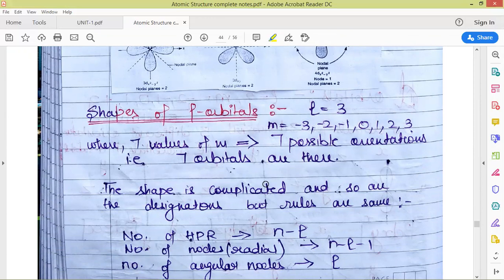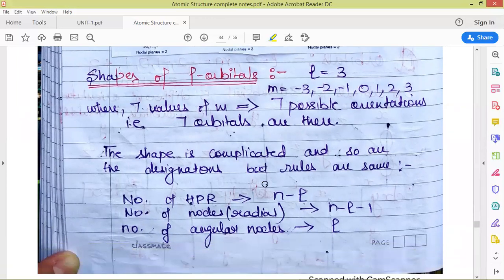The shape of f orbitals is a bit complicated. It is difficult to draw here on two-dimensional space, and you will never be asked to draw the f orbitals. But the formulas which we have applied for the high probability region and the number of nodes, both radial and angular, are going to be the same. So for f orbitals, the number of angular nodes is always 3, and for the number of radial nodes the formula is n minus L minus 1, and for the high probability region the formula is n minus L.